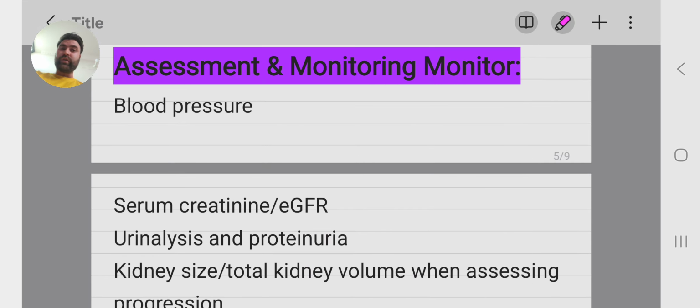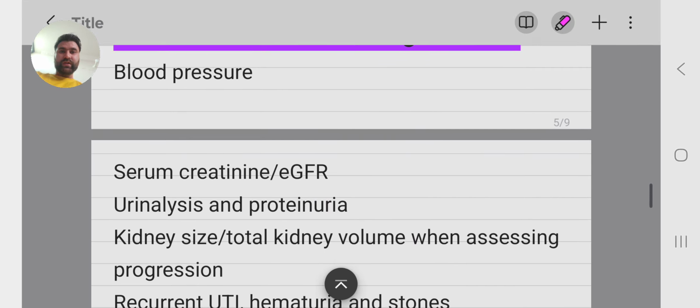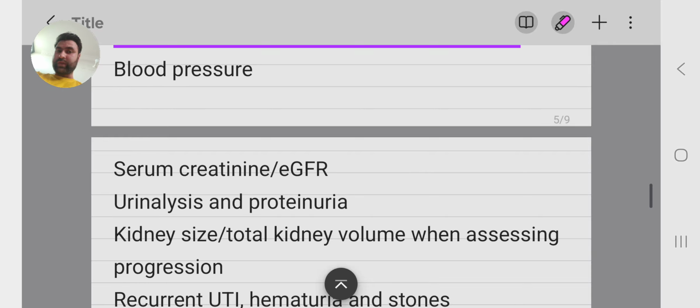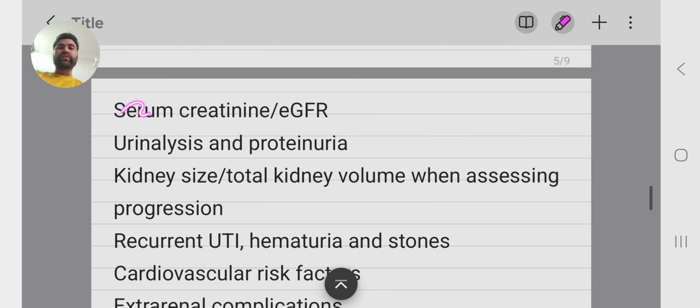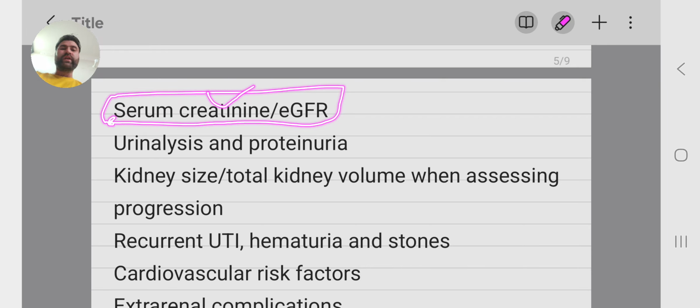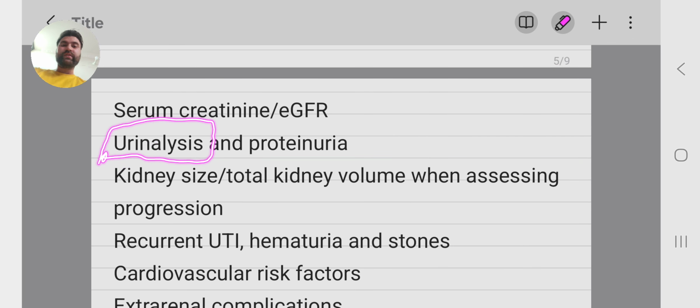So how will you assess and monitor these patients? First of all, you should monitor the patient's blood pressure. Then you should do RFTs. RFTs means serum creatinine and urea. Serum creatinine may be elevated, and then check the eGFR to see whether this patient has developed CKD and what is the stage of that CKD. Then urine analysis, because these patients may have hematuria, and check for proteinuria.